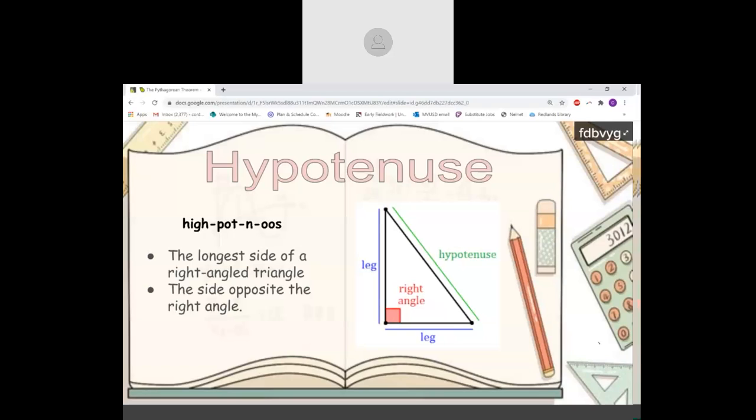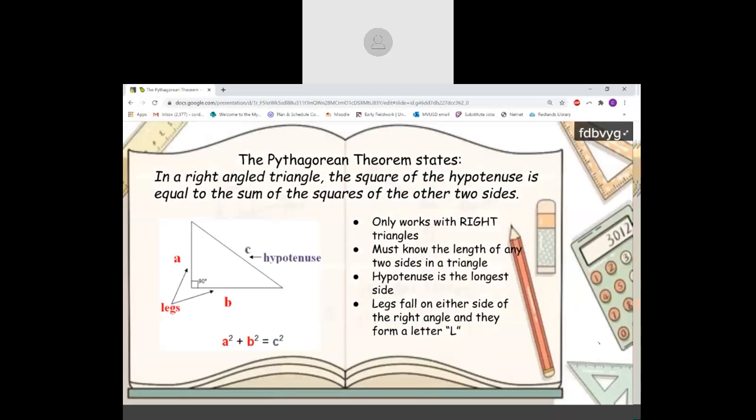So do you guys see where it says legs and how in the middle of those is that red box? That indicates that it's a right angle. So that's a right triangle. Opposite of where that box is, that indicates the right angle, opposite of that is the hypotenuse. So the hypotenuse is referring to that very long side opposite of the right angle. And then the other two sides are called legs.